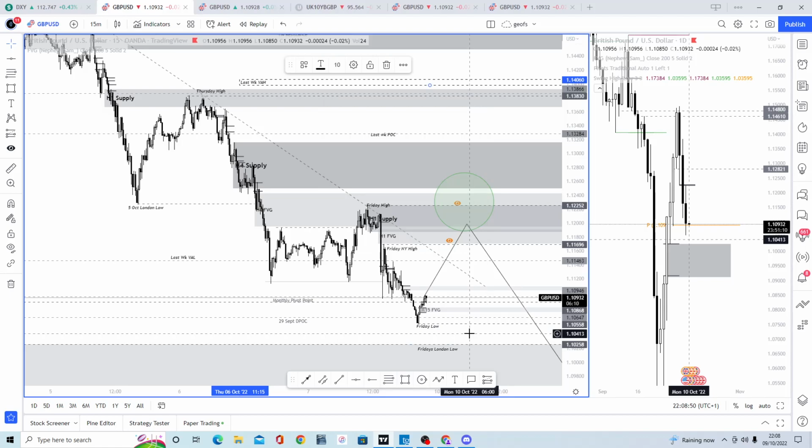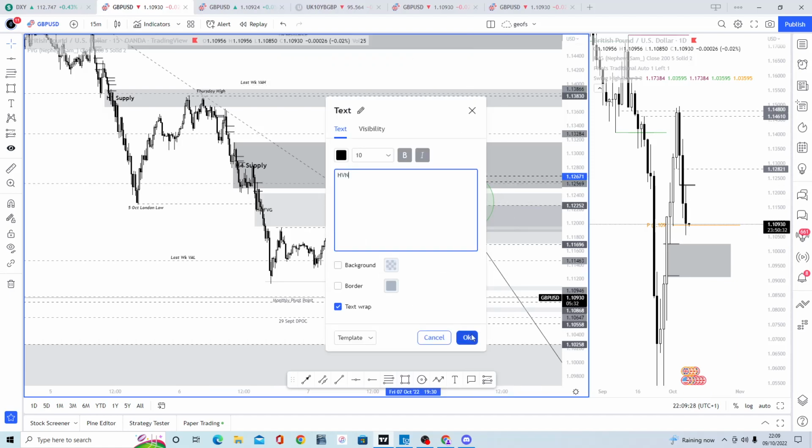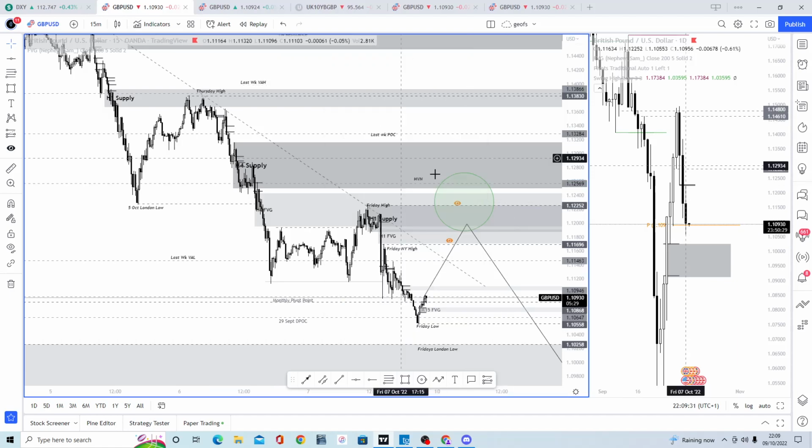So I'm gonna maybe mark out one or two of these high volume nodes. By high volume node, I mean nearly point of control kind of thing. We'll just do one of them now. 1.12569. That corresponds with supply, okay? I'm just gonna call it an HVN. So likely, this is a target. Might get something like that.